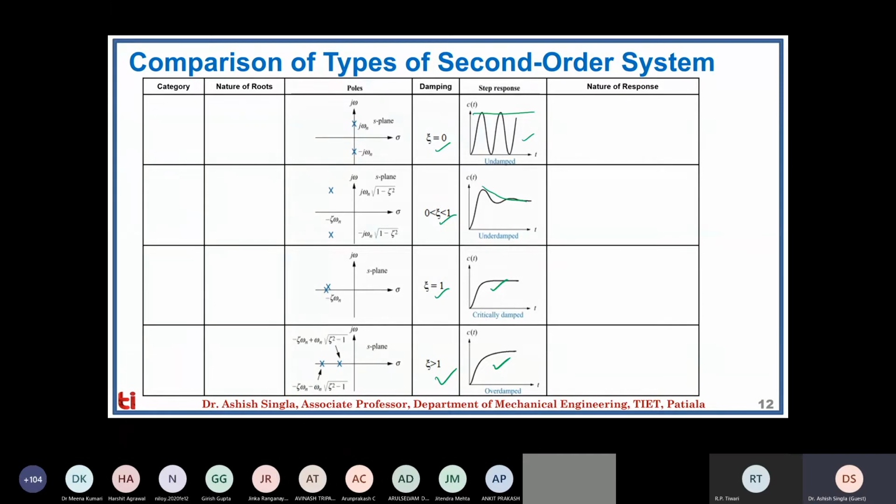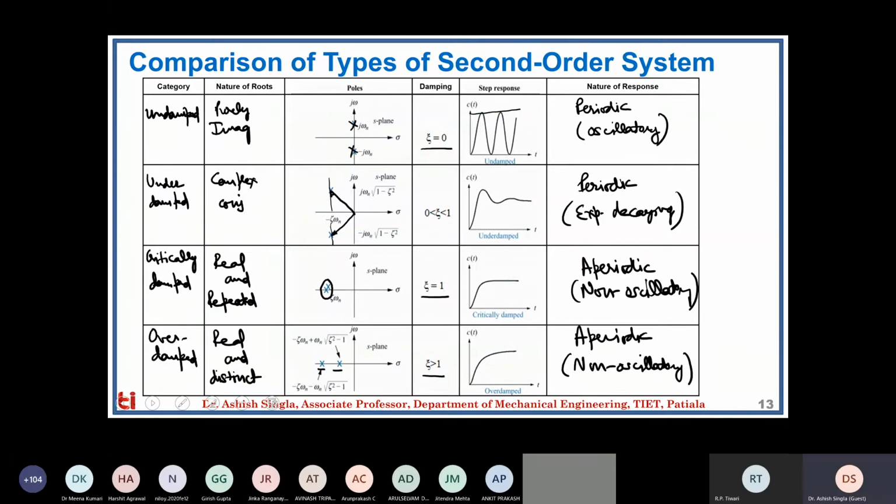I will not write this table because it will take some time to fill, but from the previous slides you can fill in this table. This will give you a nice summary in one single slide. I have avoided the writing part, but still, in the slide it's there.